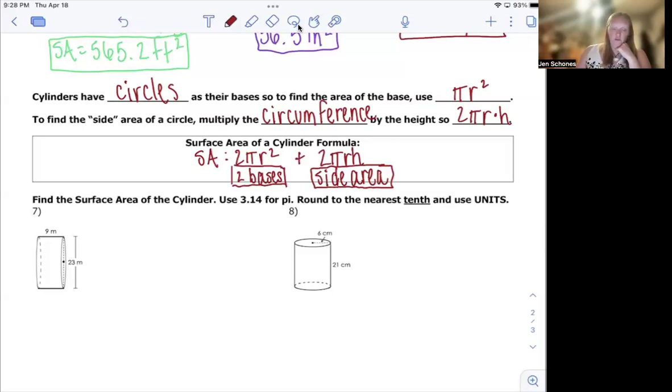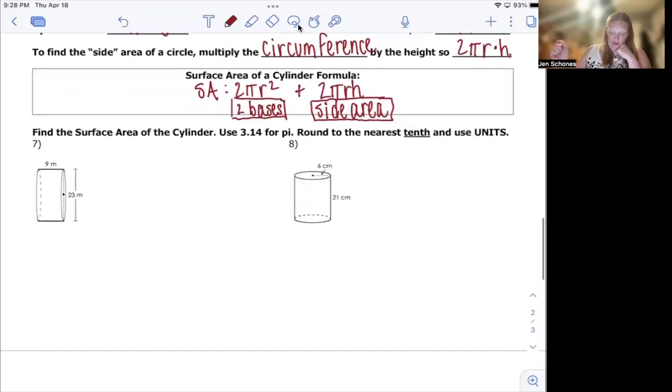So again, we're going to use a formula. Okay, so write it down. I'm just going to write it in the middle here, because this one is so similar to the cone one, and you don't want to get them mixed up. So, surface area is 2 pi r squared. Oh my gosh, forgot the 2. Poor little guy. 2 pi r squared plus 2 pi r h.